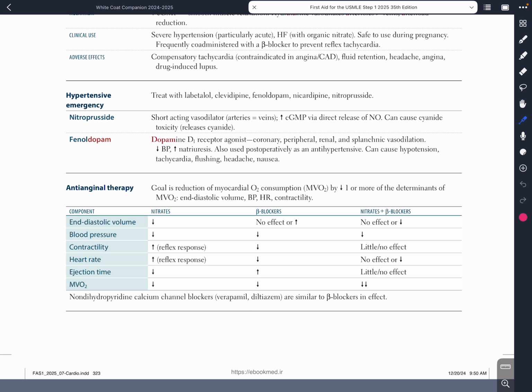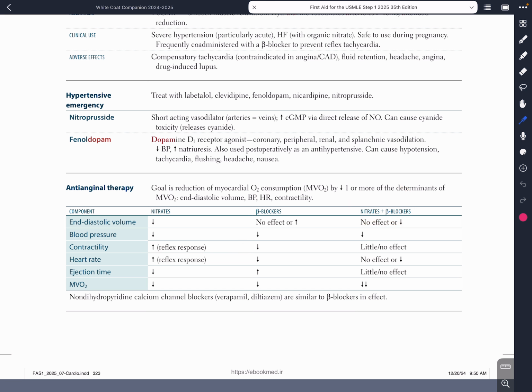What happens if you give nitrates in tachycardia? Tachycardia means increased contractility. If you give nitrates, the contractility increases. You remember we read about reflex tachycardia. So the reflex response increases, causing increased contractility. With beta blockers, contractility decreases. So if you give them together, they cancel out each other.